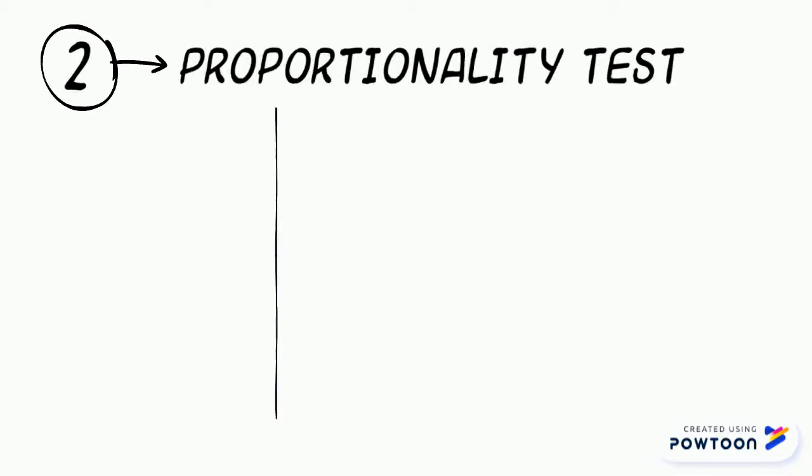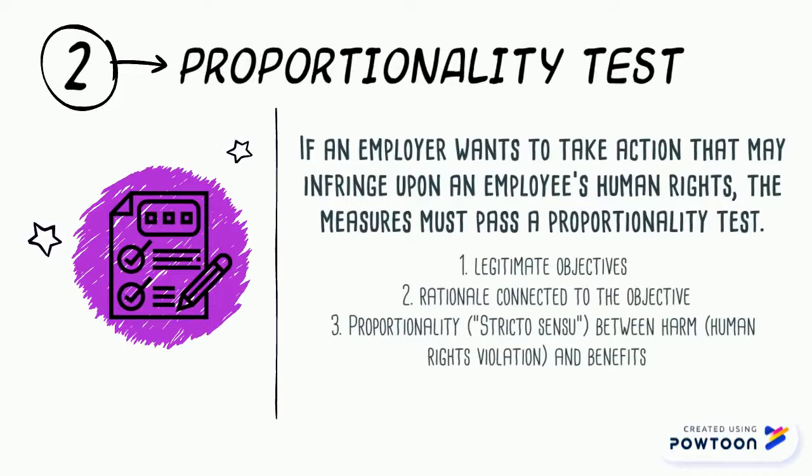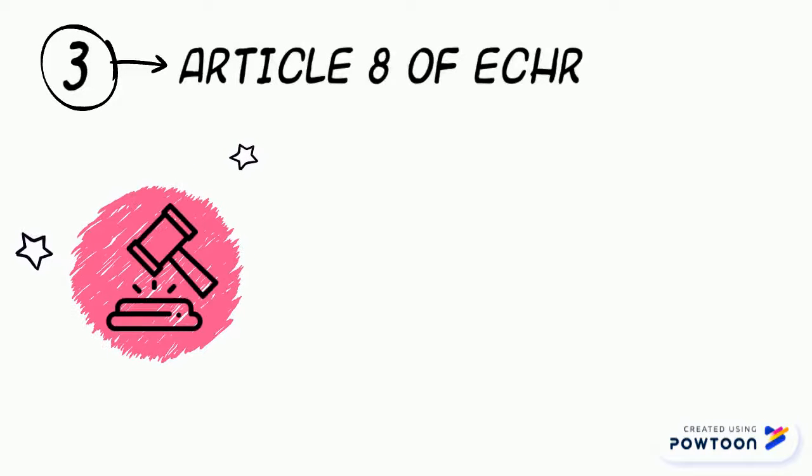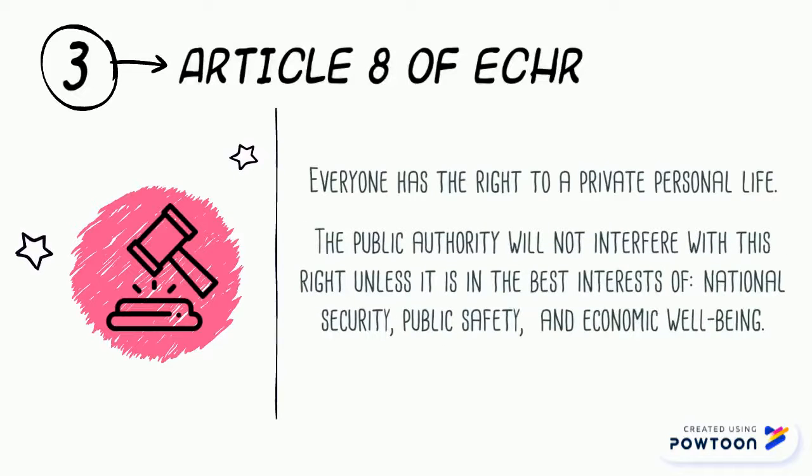Next, the proportionality test. If an employer wants to take action that may infringe upon an employee's human rights, the measures must pass a proportionality test. This includes legitimate objectives, a rationale connected to the objective, and proportionality between harm and benefits. Lastly, Article 8 of the ECHR states, everyone has the right to a private personal life. The public authority will not interfere with this right unless it is in the best interest of national security, public safety, and economic well-being.